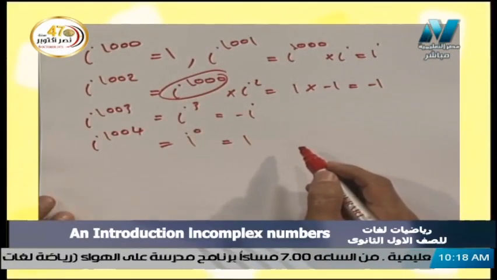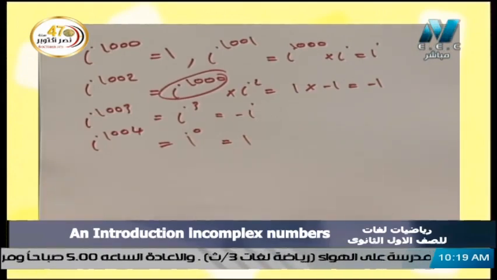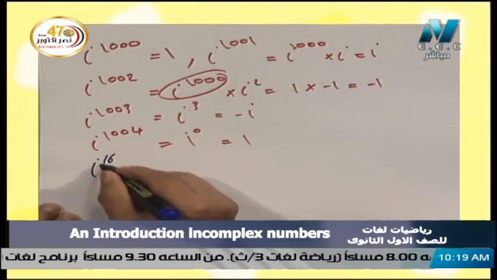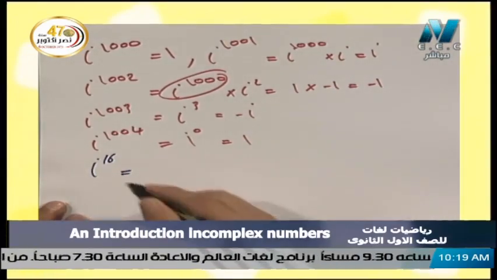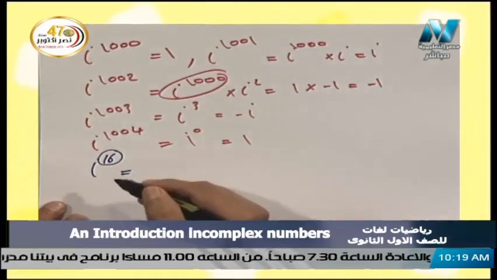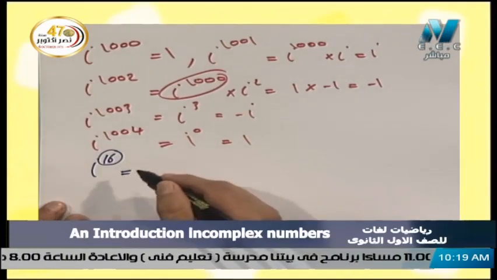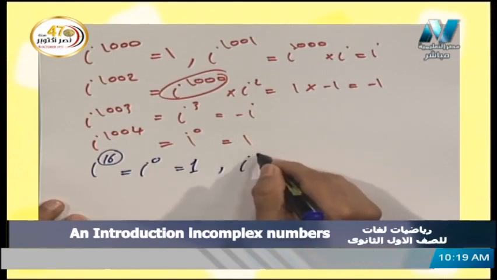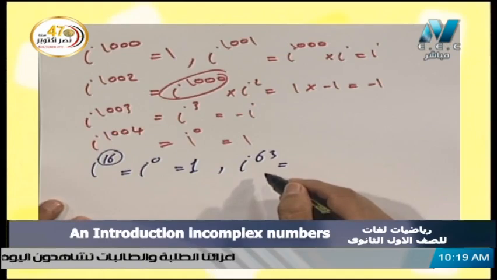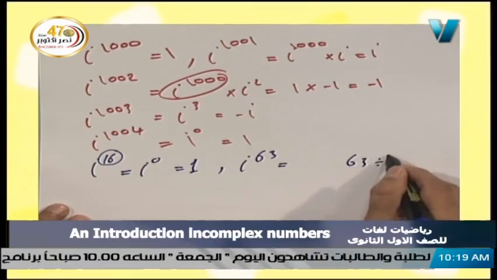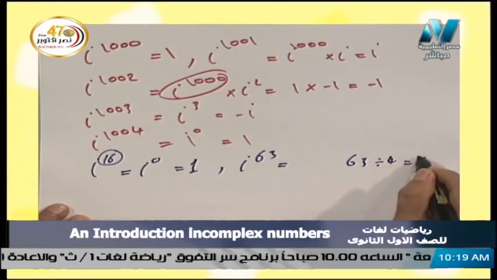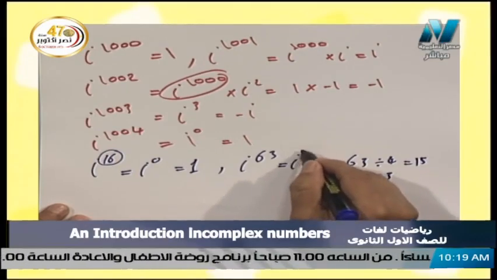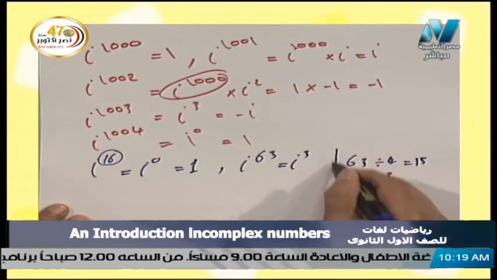Okay, my dear students, let's solve some examples also about i. Find the simplest form of i power 16. We know that 16 is divisible by 4, so it has no remainder, or the remainder is 0, so i power 0 equals 1. What about i power 63? We know if we divide 63 by 4, it equals 15, and we have the remainder equals 3. That means i power 3, and i power 3 of course equals negative i.